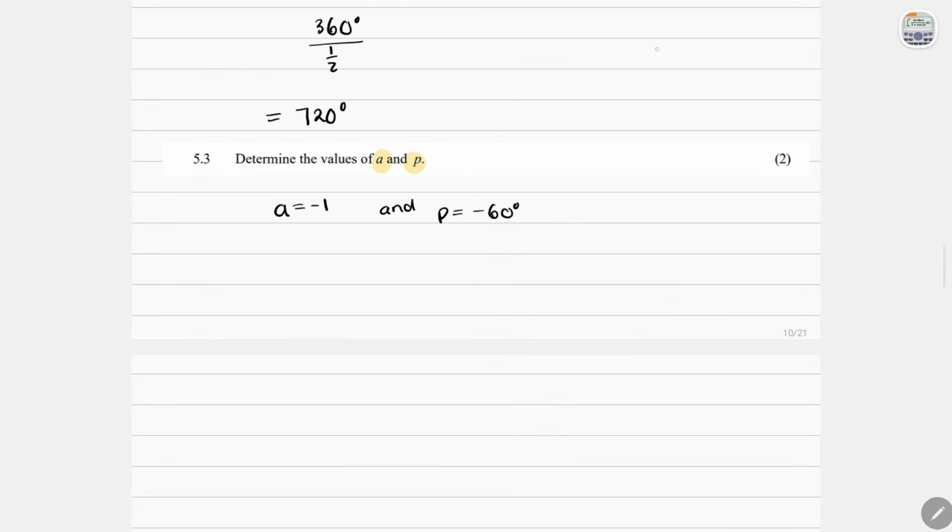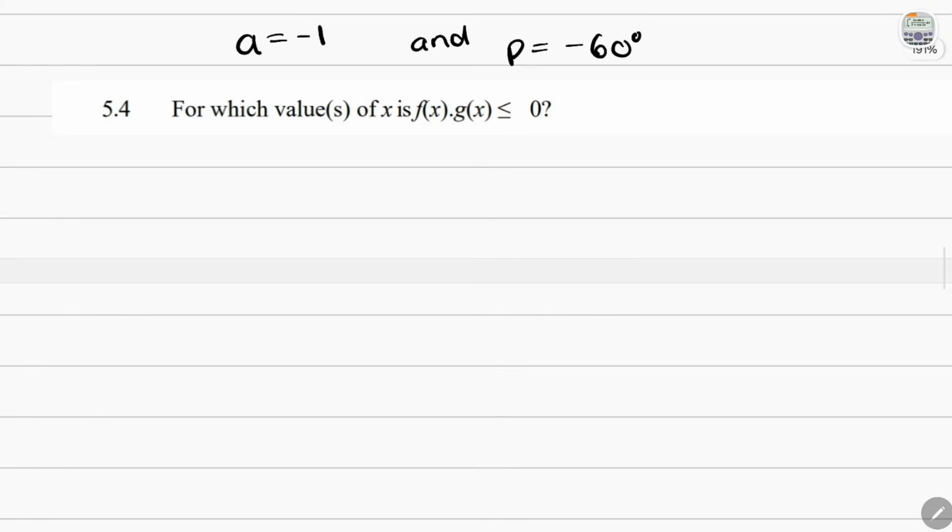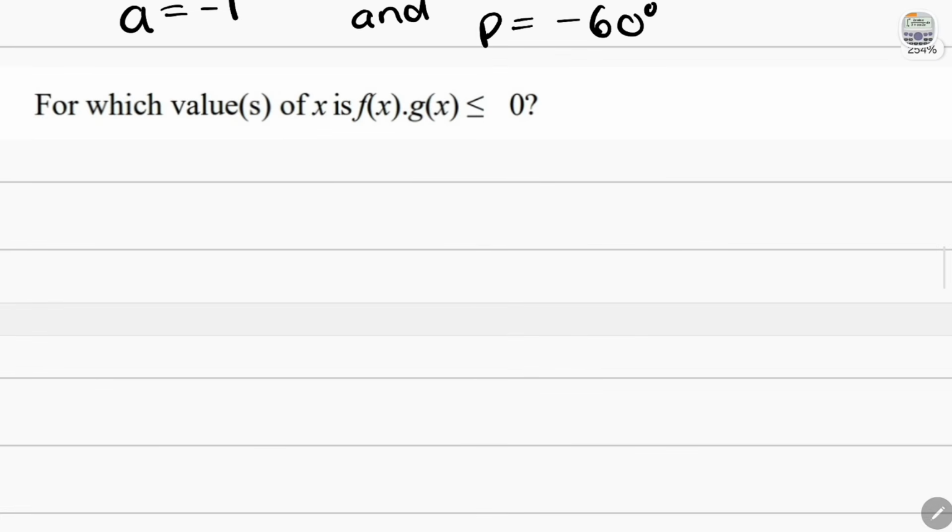Moving on to the next question. Question 5.4 says, for which value or values of x is f multiplied by g of x less than or equal to 0? Okay, so when you multiply them, they give you a value less than or equal to 0. The only way this is possible is if, remember, they're saying f of x and g of x, so it refers to their y values.